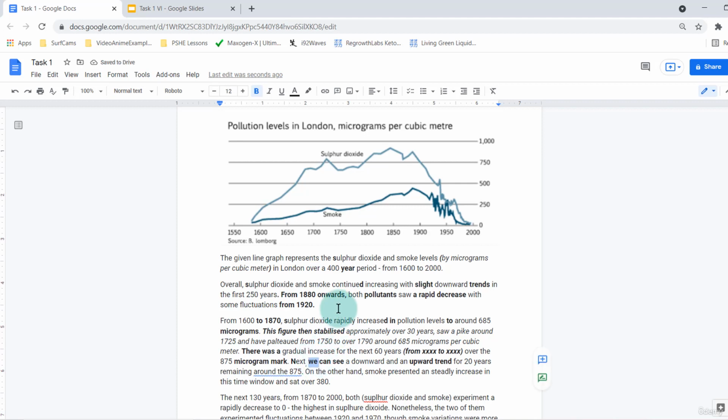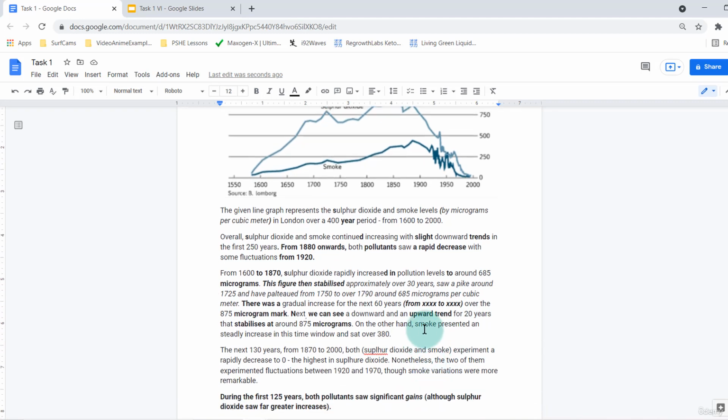Generally, we don't use too many pronouns, but I'm going to use that here just to structure the sentence in a slightly better way. Next, we can see a downward and upward trend for 20 years that remains, that stabilizes at around, I think that's what the student is wanting to say here, around 875. Take this out, 875 micrograms. So it's difficult for me also to use synonyms for micrograms, but I'm not going to worry too much about that, as that is the given measurement.